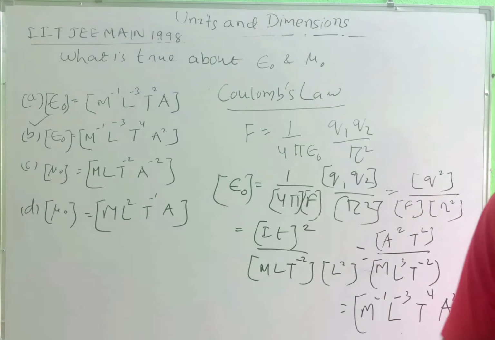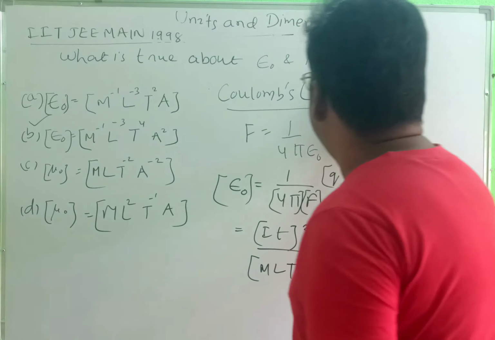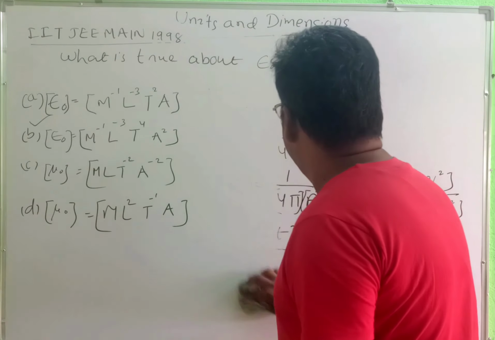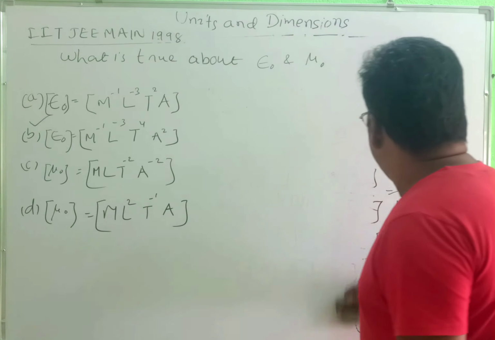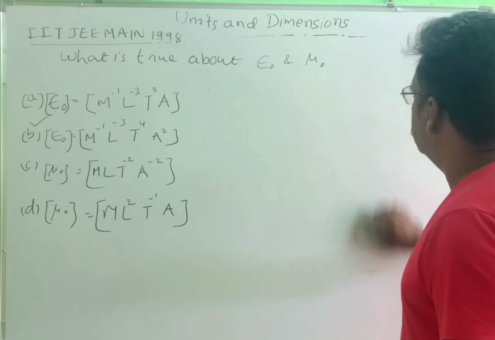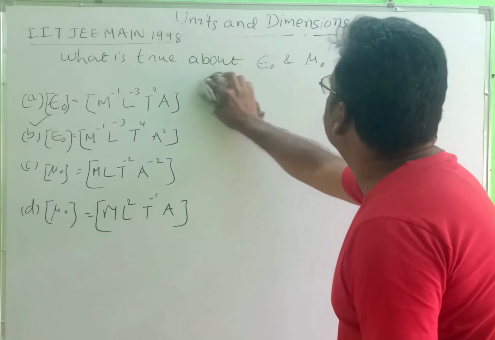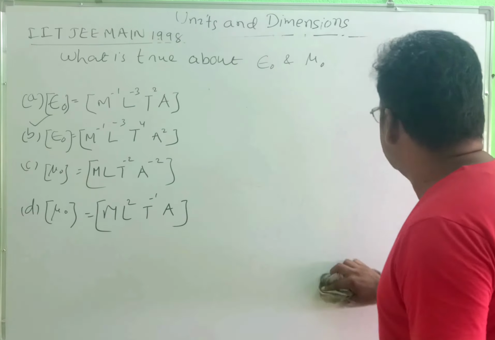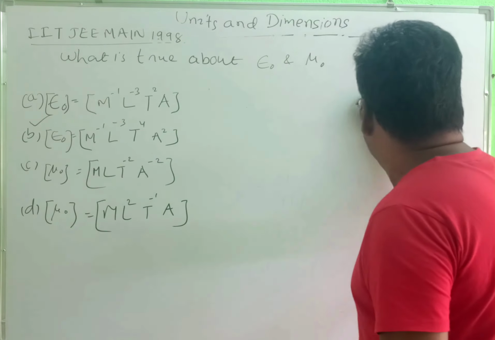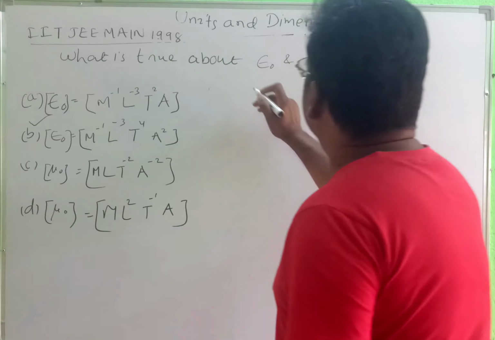Now let us find out the formula for magnetic permeability mu 0. We obtained a formula for epsilon 0 from Coulomb's law of electrostatics. Where shall we find the formula for mu 0, the magnetic permeability students? We will get the formula for mu 0 from Biot-Savart law.